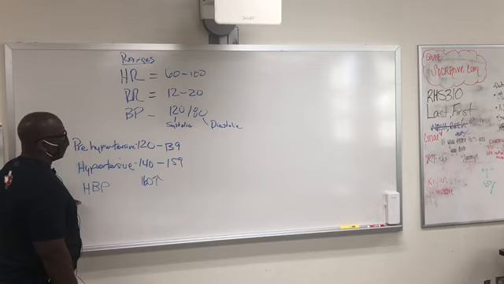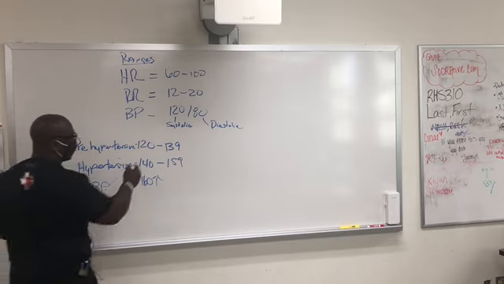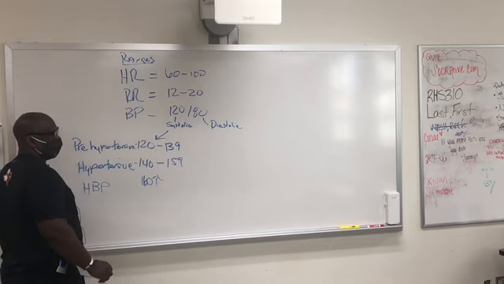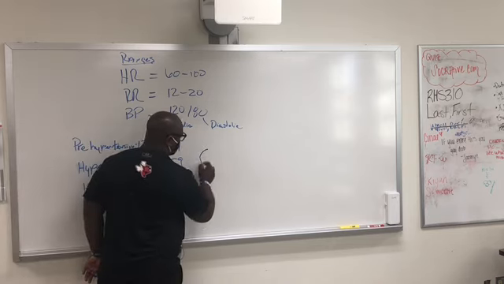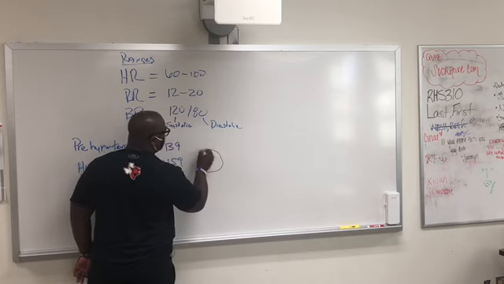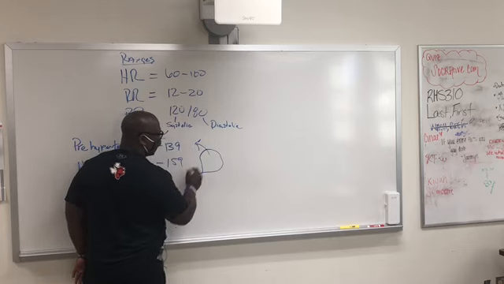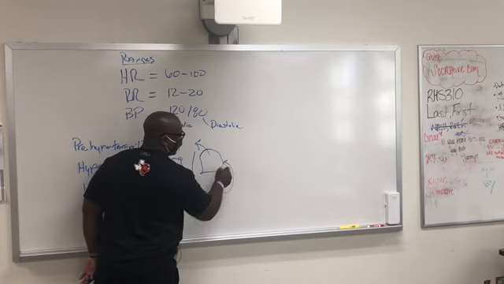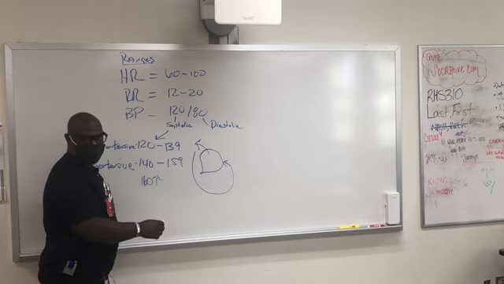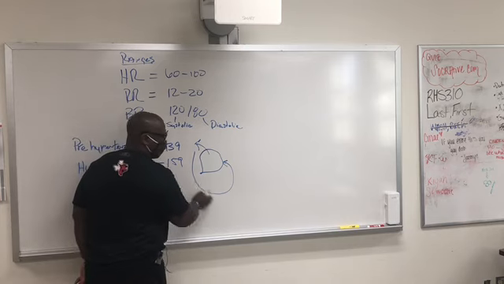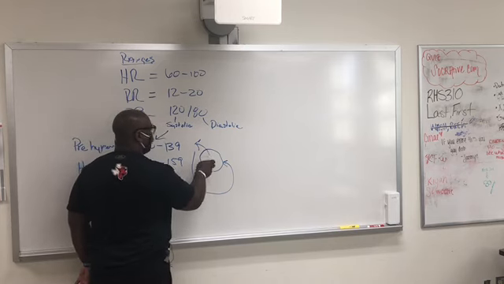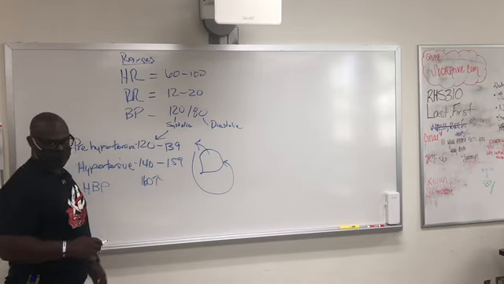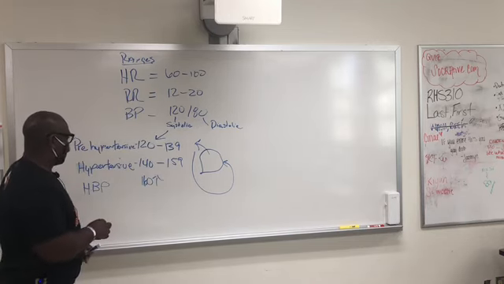This is all systolic. This has nothing to do with diastolic. Okay? Diastolic, here's the heart. Systolic is what's leaving. Diastolic is what's coming back. So the pressure is not going to be as high when blood is coming back to the heart. It's going to be there when it's leaving the heart. That's what we're concerned with. Okay? All right?